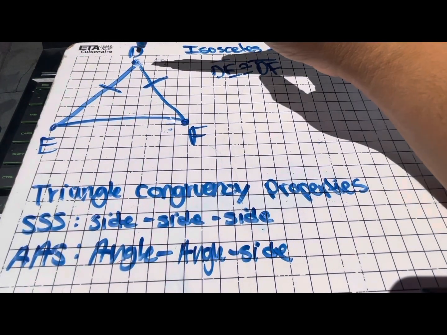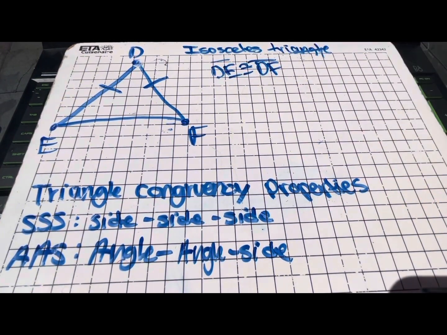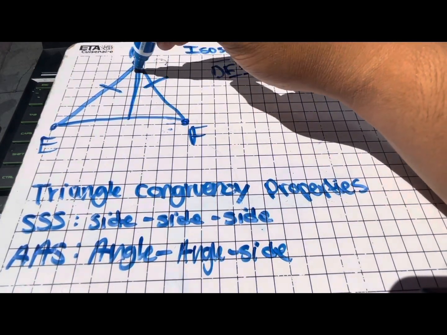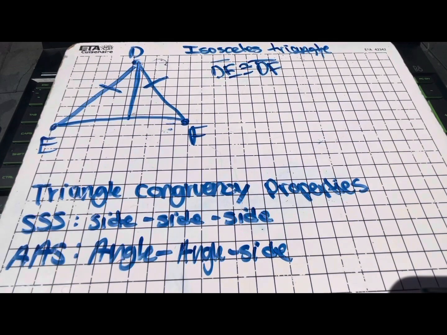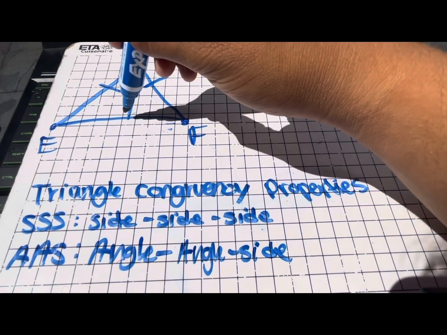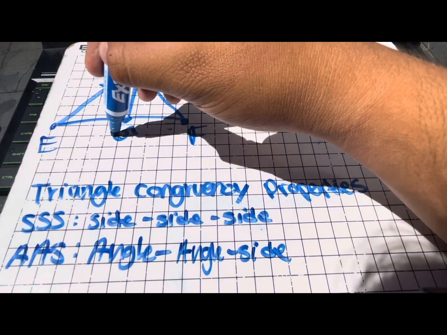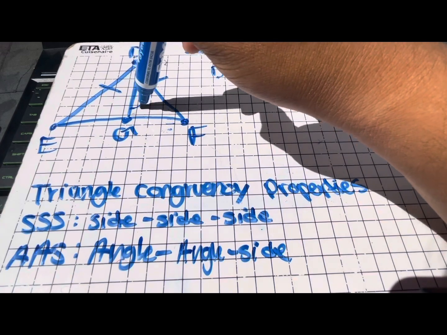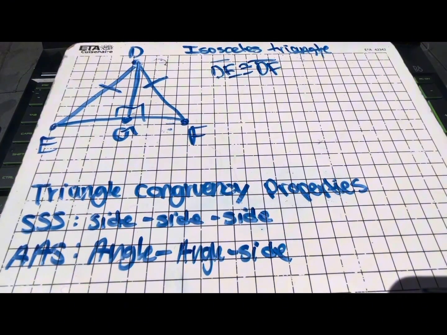We can imagine that there's something on top and we drop it to the bottom, and that's the base. So from D, we can draw an altitude line. That is similar to a midpoint in a way. We'll name that G. Okay, from this, we know that it makes two right angles.